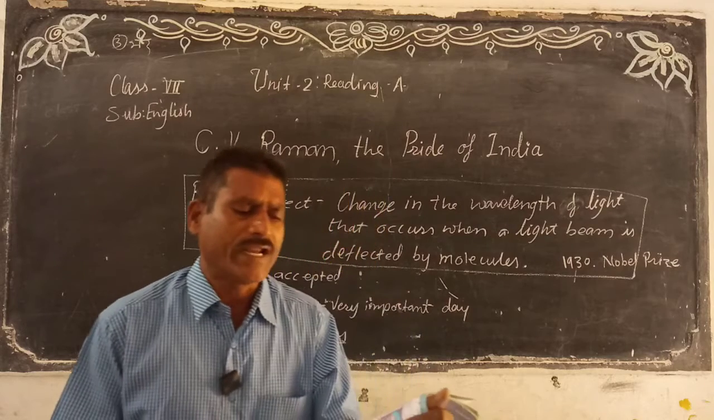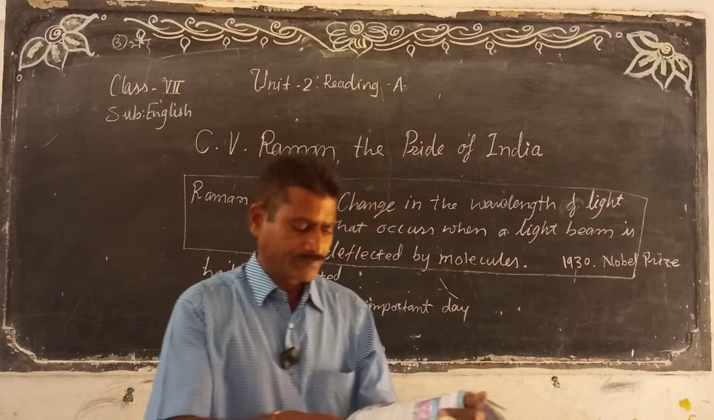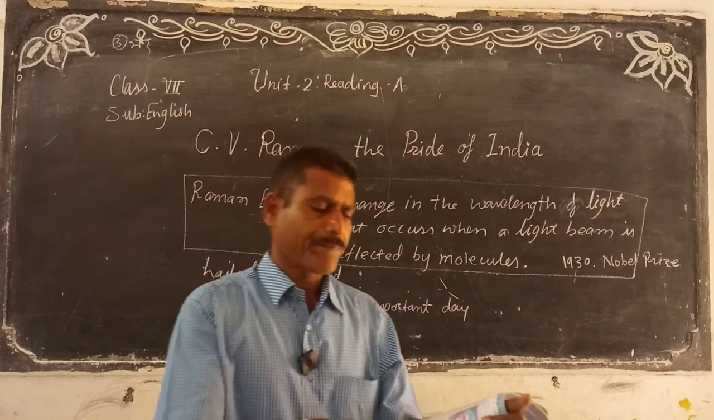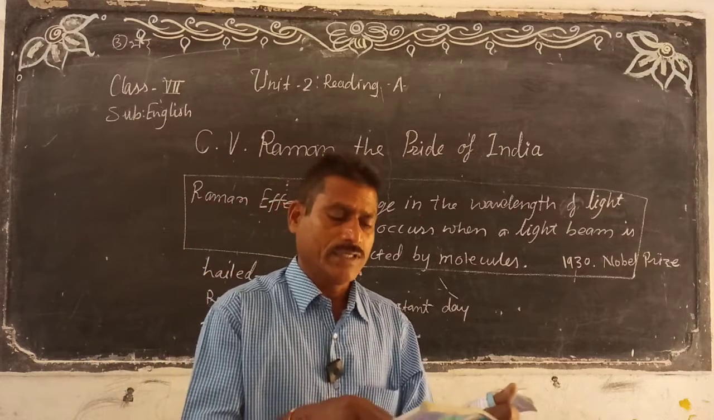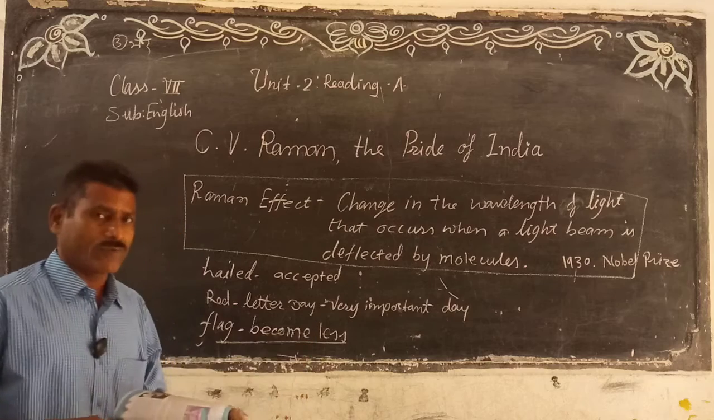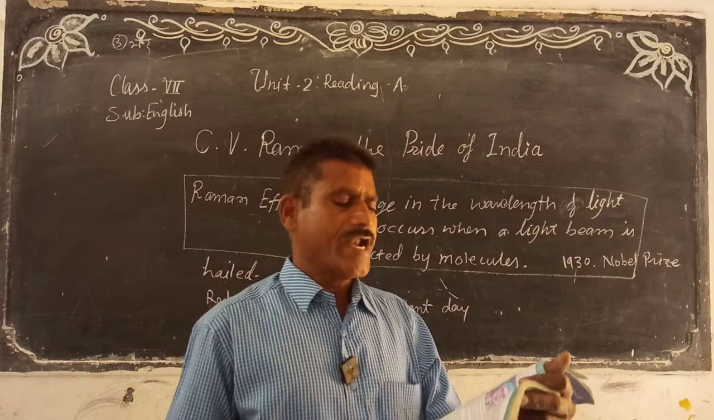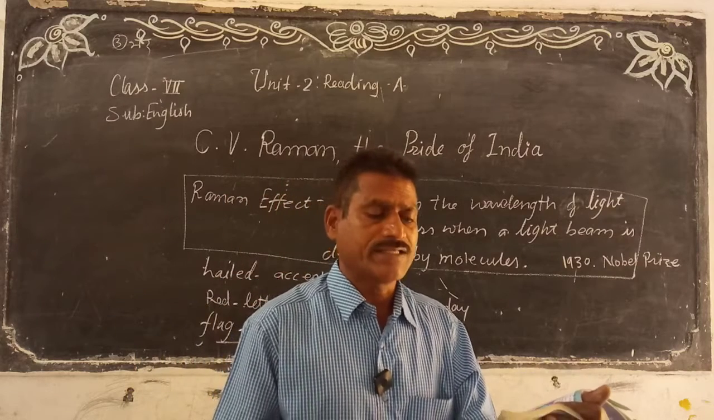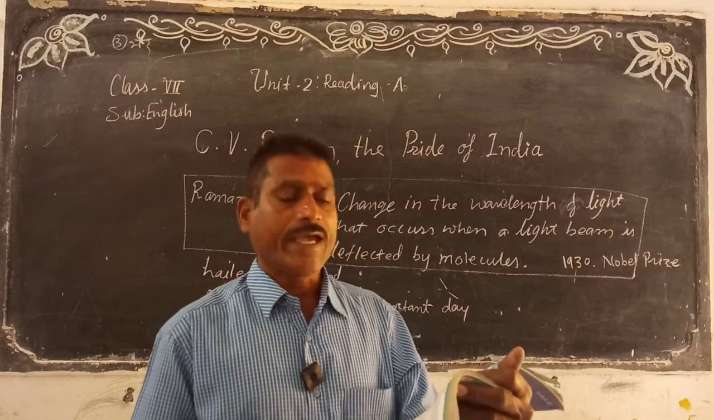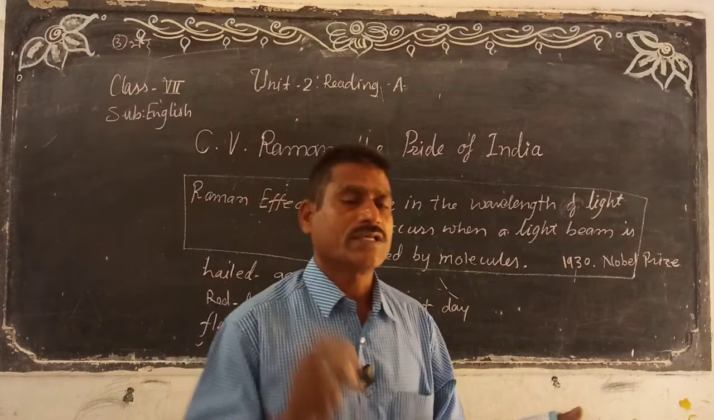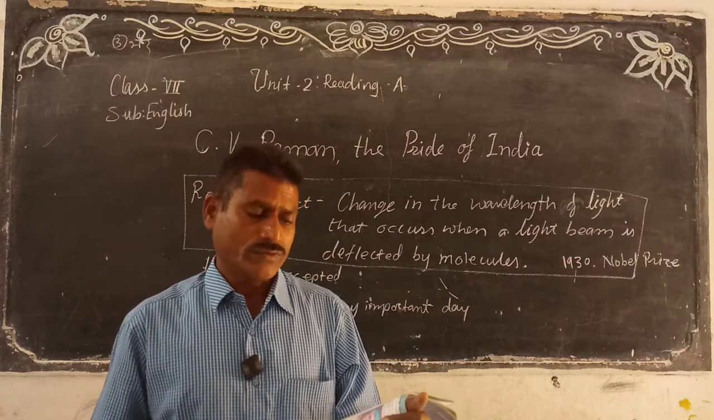In his youth, Raman was mainly interested in acoustics. What is the meaning of acoustics? Let us see. In his youth, Raman was mainly interested in acoustics, the science of sound. Acoustics, science of sound. A question for 2 marks will be there. Acoustics means science of sound. He studied how string instruments like the violin and the sitar produce harmonious music. How the sitar, banjo, the string instruments make the sound.